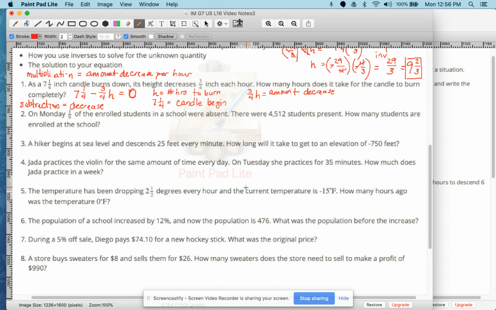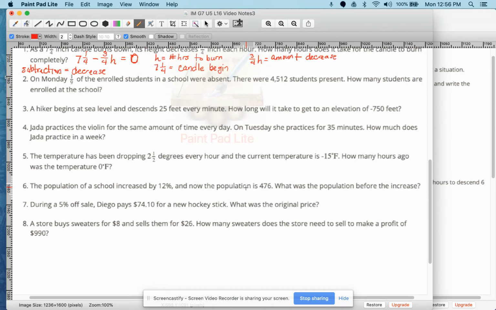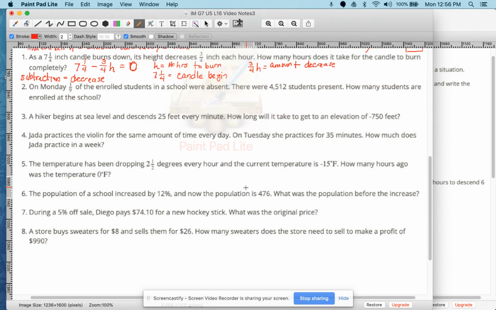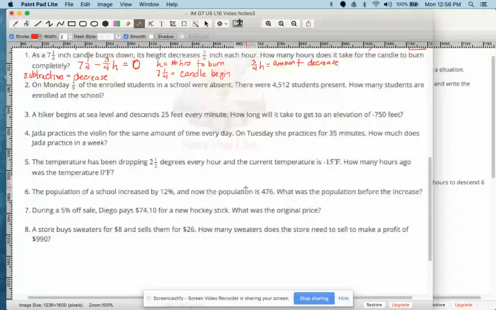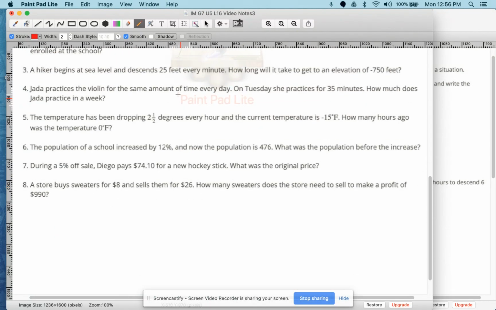Again, I want you guys to choose one problem, number 2 through 8, choose one, and do that work to come up with an answer, doing all the steps, and then I will check that in class when you come back to class.